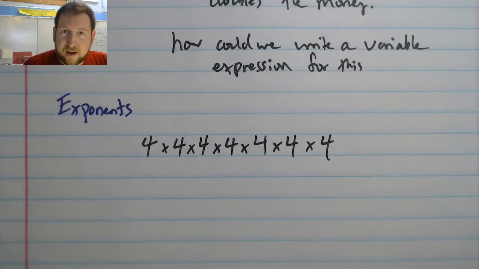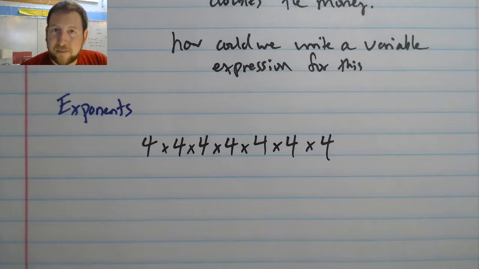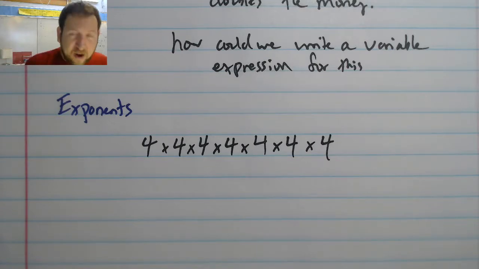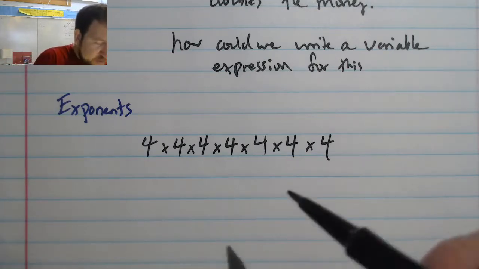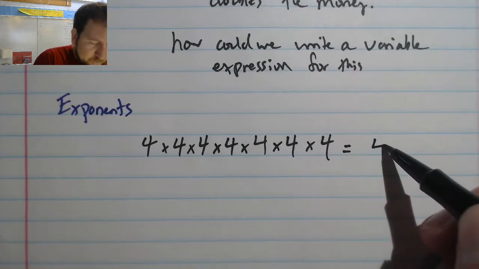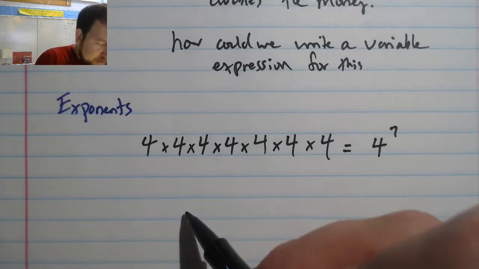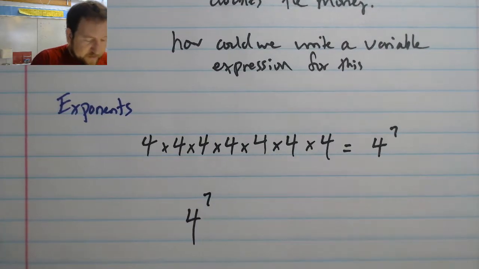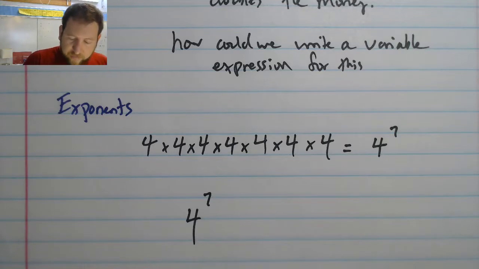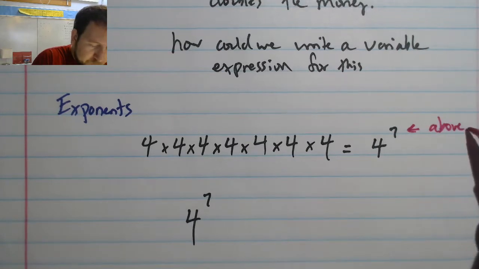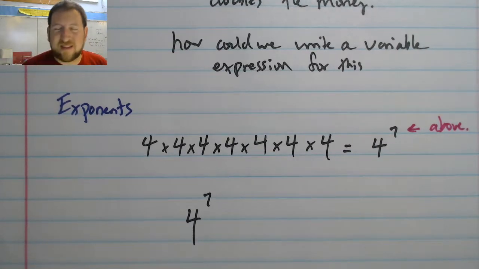And as we've talked about before, mathematicians are really lazy and they don't like to do writing if they can avoid it. So what we do is we say we have a shorthand way to write this, and we're going to write this using exponents. So I can write this is equal to 4 to the 7th power. Let's take a look real close at this example. 4 to the 7th power. This little 7 here is a superscript, and superscript means that we write it above the number, and it's smaller as well, and that's what they look like.